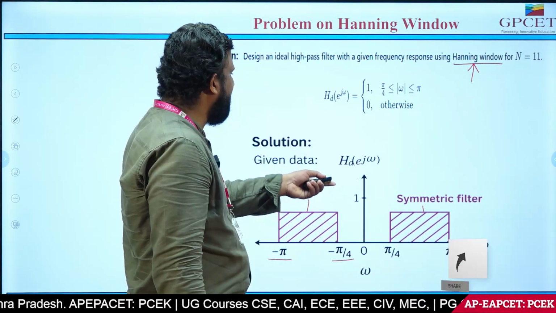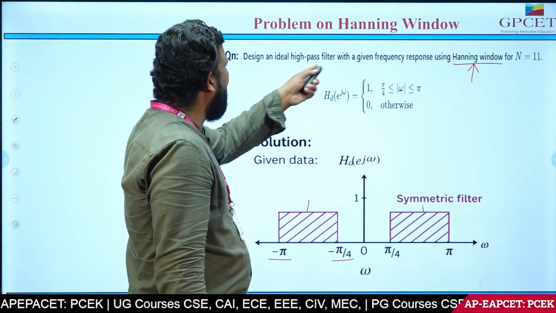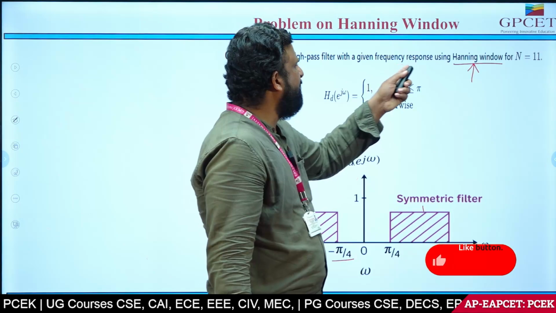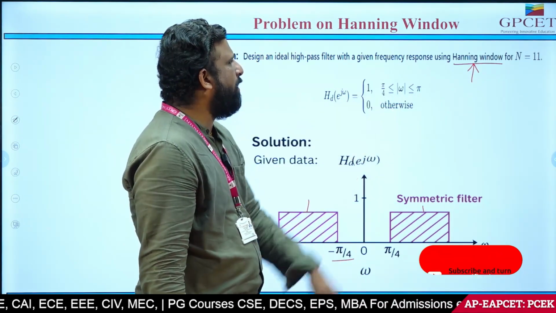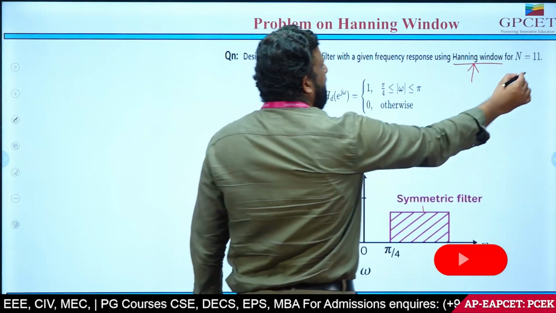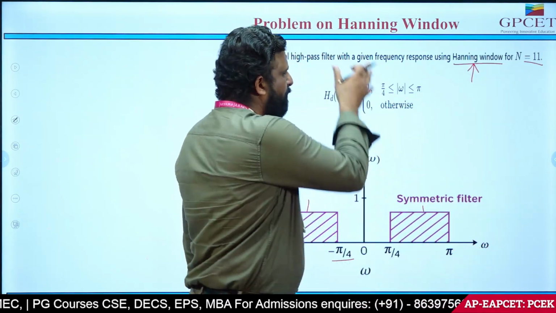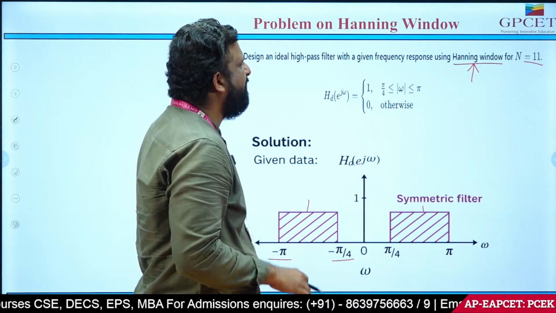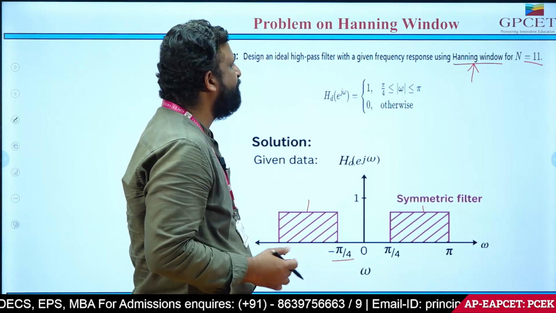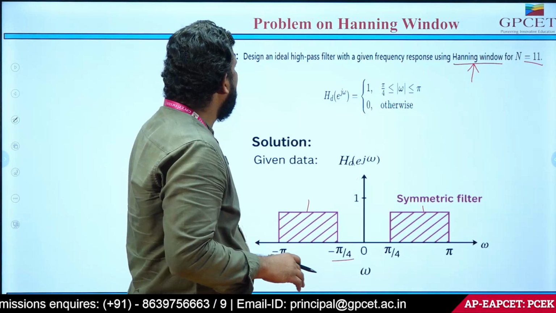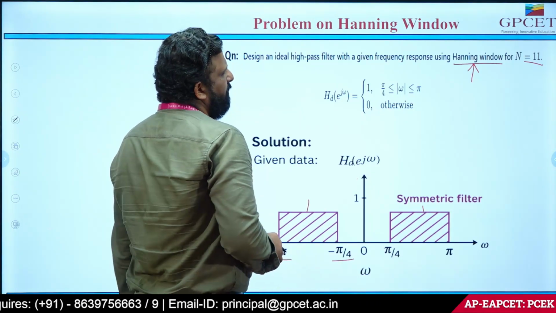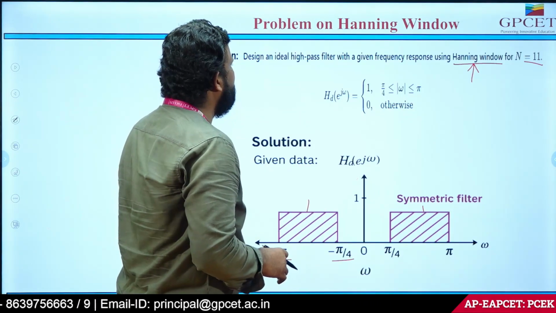According to this condition, we have to design the high pass filter using the frequency response, using the Hanning windowing technique. The length given here is n equal to 11. So using all the specifications, let me quickly see the steps we have already studied in the previous two problems, and how we are going to design this ideal high pass filter.